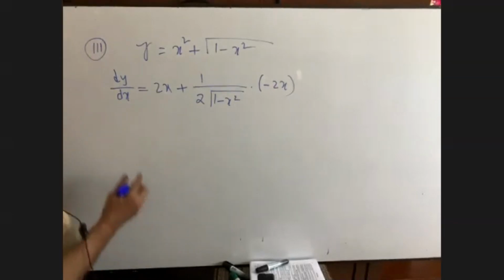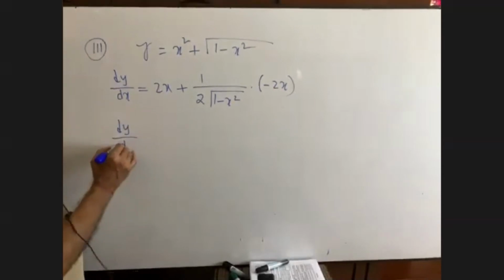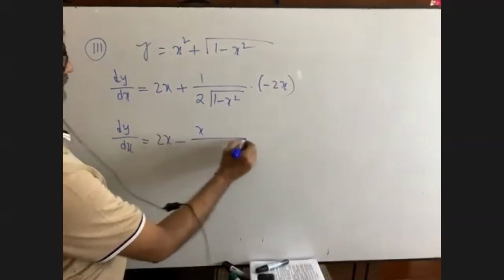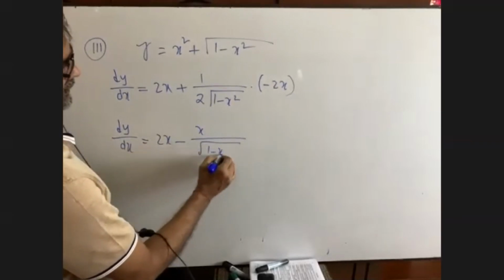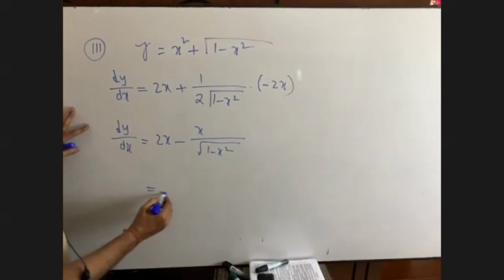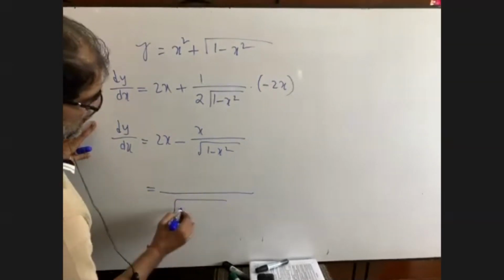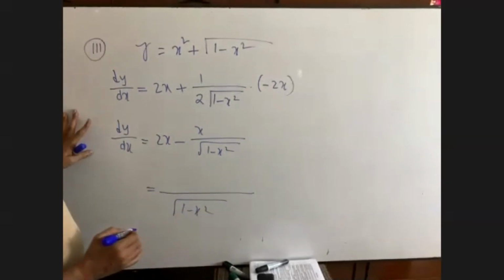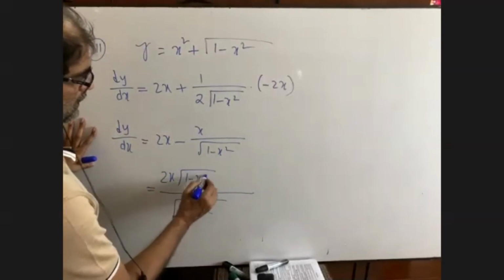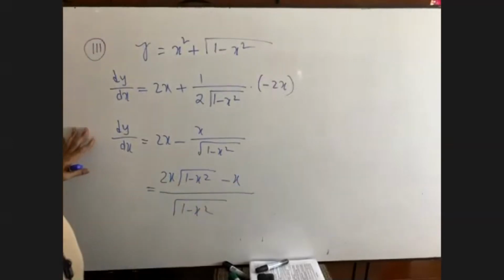That means dy by dx is 2x minus x by root over 1 minus x square. But it is not in the fraction form. So you have to get the fraction form: dy by dx equals 2x root over 1 minus x square minus x, all over root over 1 minus x square.